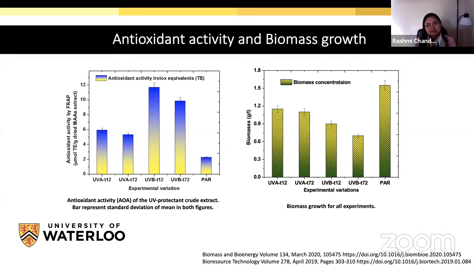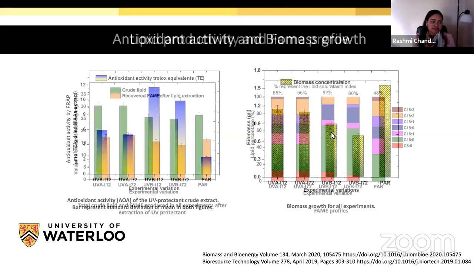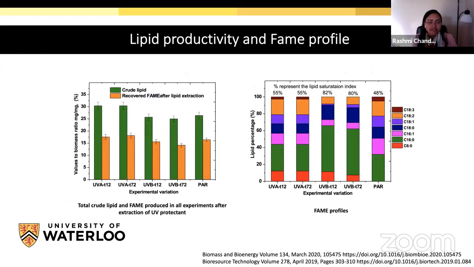But at the same time, when we see the biomass concentration under different UV radiation, at UVA we got the higher biomass, but at UVB our biomass productivity decreases. We predicted that this might be because UVB radiation created a stress on the algal cells, which results in a decrement of the biomass. After this biomass, we come to one of the most important topics, which is the lipid.